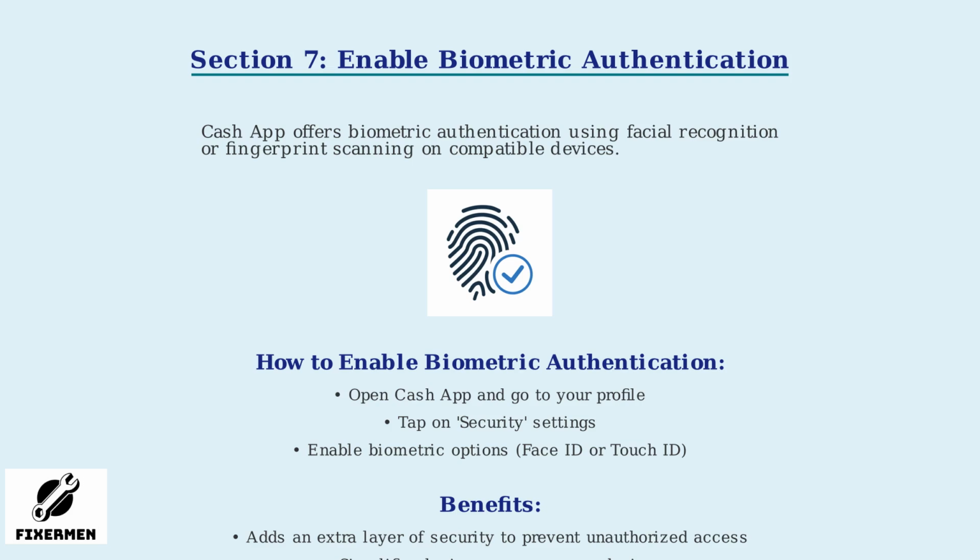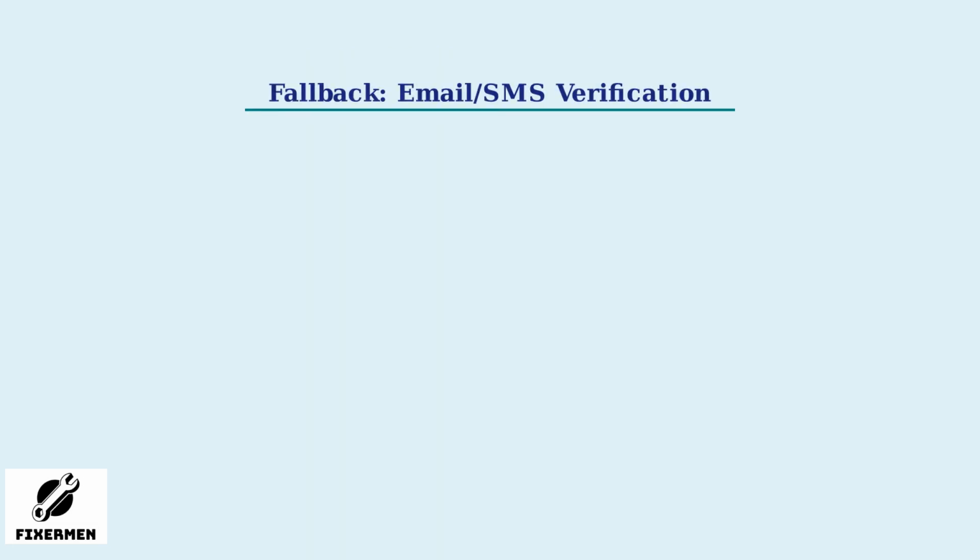If biometric authentication isn't available on your device, you can use email or SMS verification as a secure fallback option. Remember that biometric options work alongside Cash App's existing security measures to keep your account safe. When biometric authentication fails or isn't available on your device, Cash App provides a reliable backup through email or SMS verification. This method sends a unique code to your registered email address or phone number, allowing you to verify your identity and access your account securely.